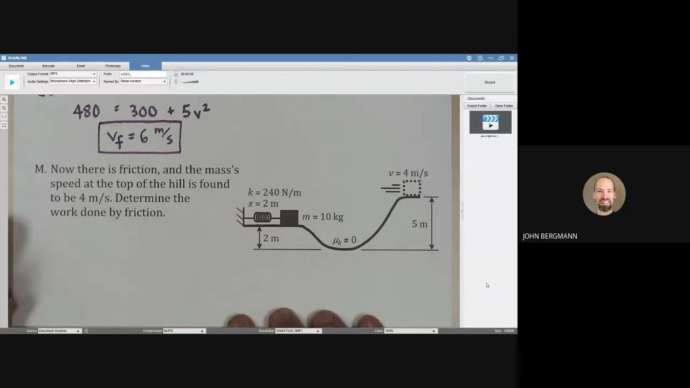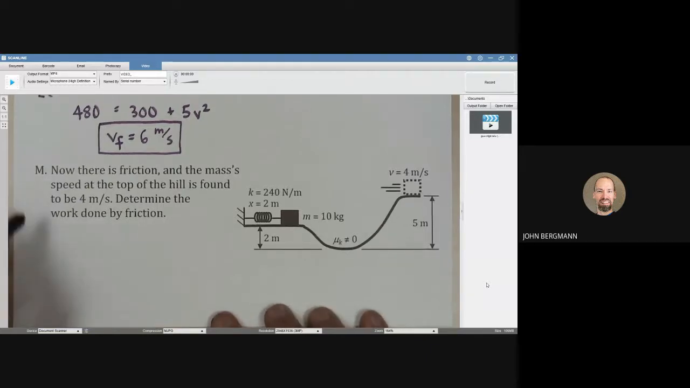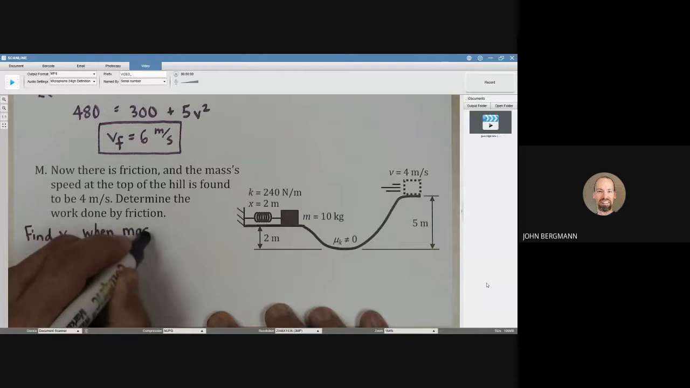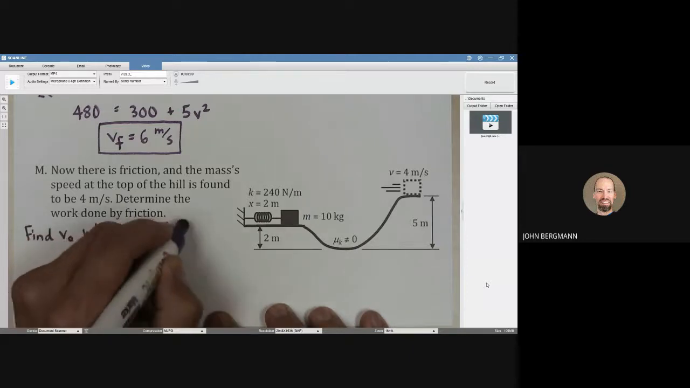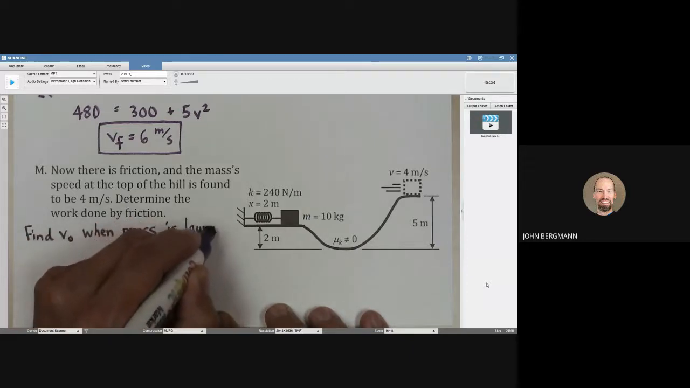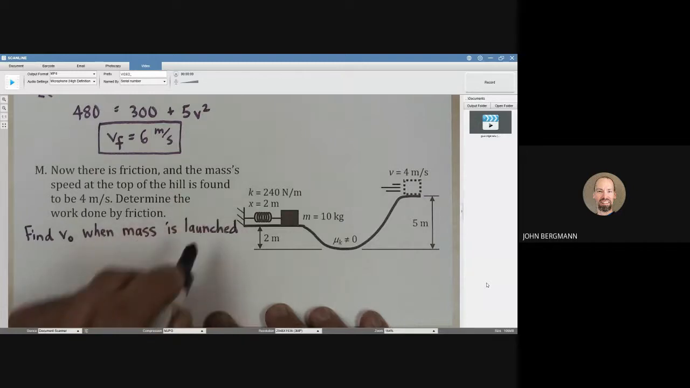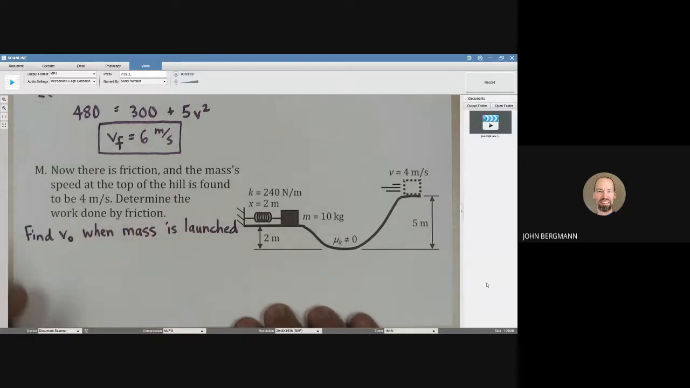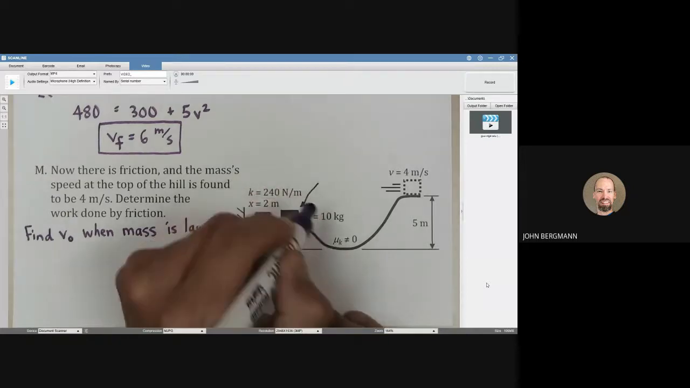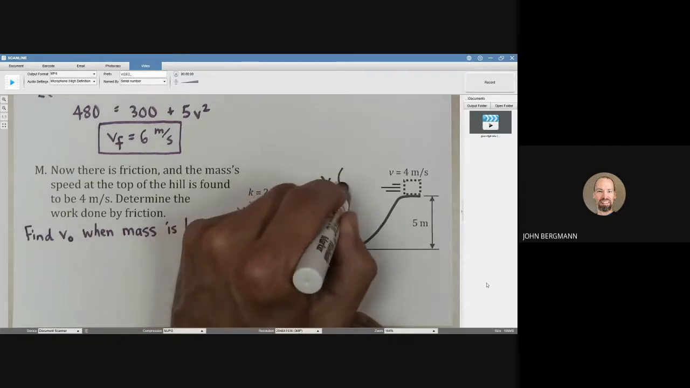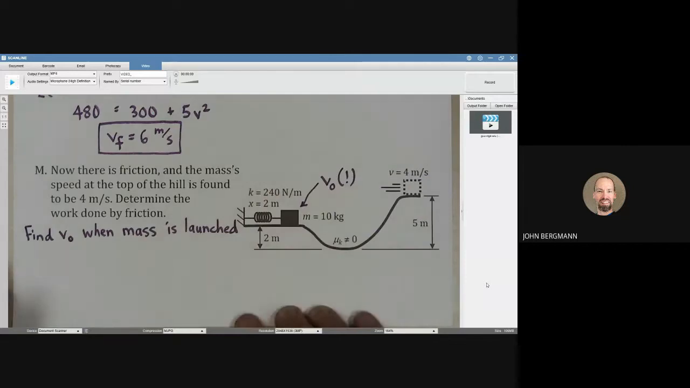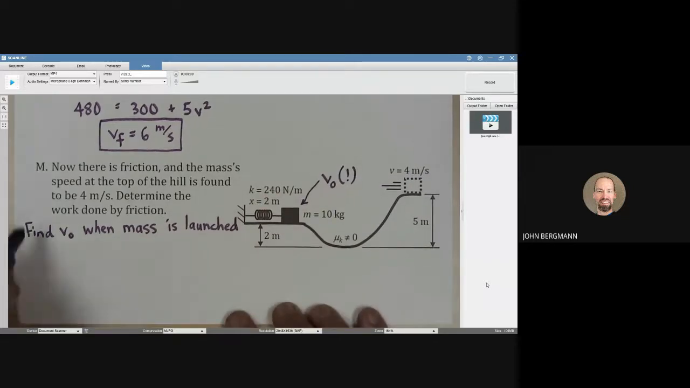But to do that, we need V initial. So let's find V initial. I'll call it V naught when the mass is launched, just as it's launched from the spring here. So we are going to conserve energy right there. We need V naught, so let's find that. We're going to conserve energy.